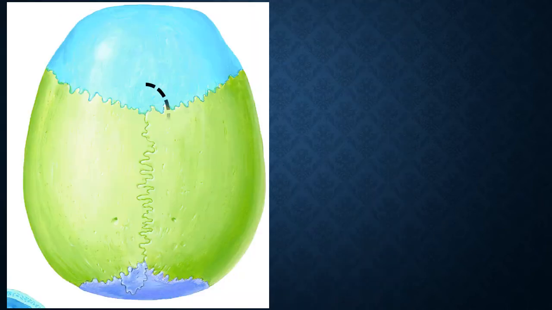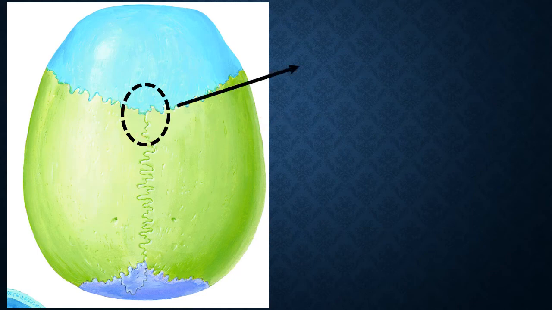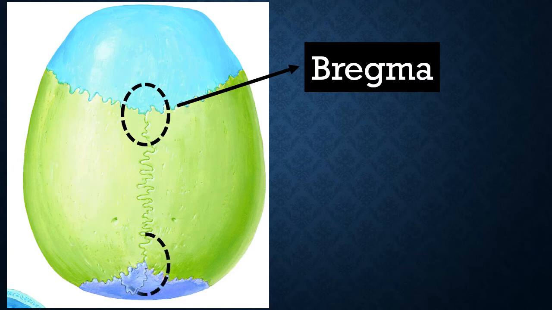Next is the superior part, the upper part of the vault, where they may ask you to find out the bregma. The bregma is the fusion of three bones: the frontal bone anteriorly and the two parietal bones posteriorly. That meeting point is called the bregma. And posteriorly we can see the lambda.